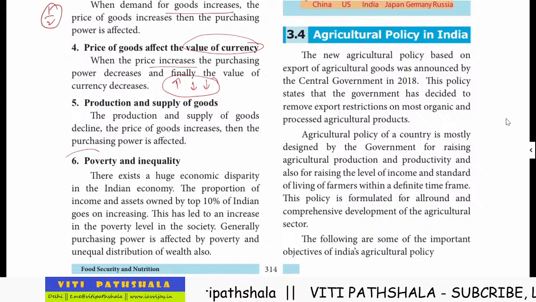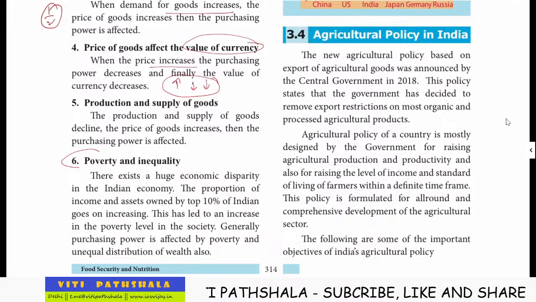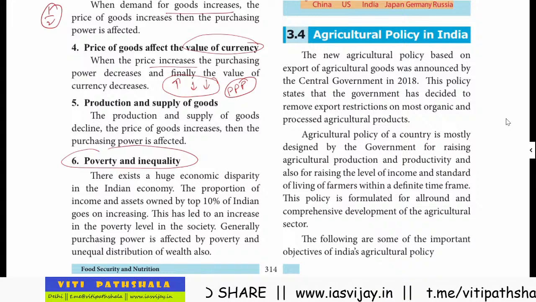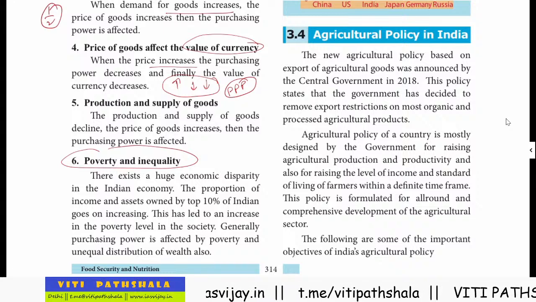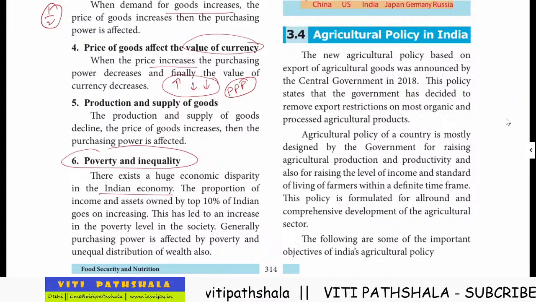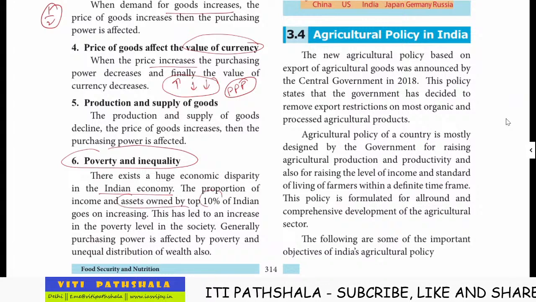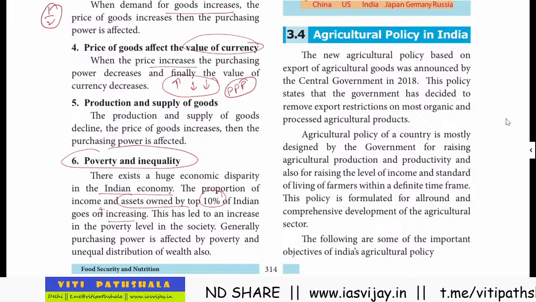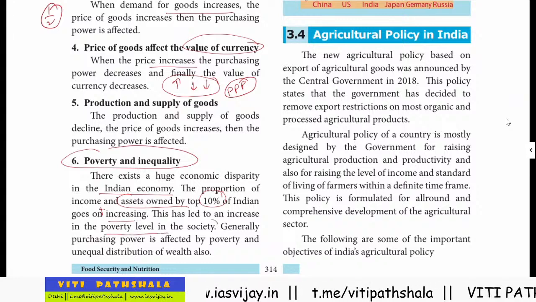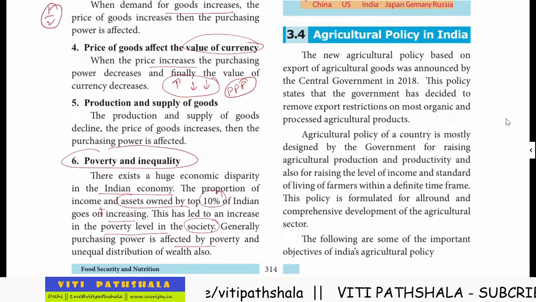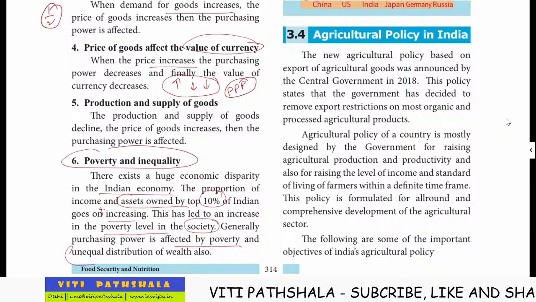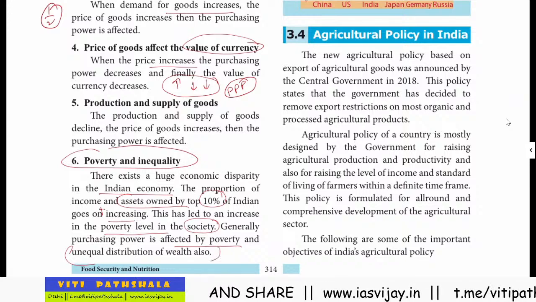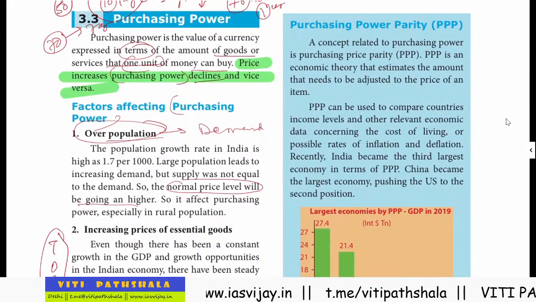Now next comes poverty and inequality. Now do remember the purchasing power parity. Now there exists a huge economic disparity in the Indian economy. The proportion of the income and the assets owned by the top 10% of Indians goes on increasing. Now this has led to an increase in the poverty level in the society. Generally the purchasing power is affected by poverty and unequal distribution of wealth also. So this was an important thing, your purchasing power, because this will help you in the exam.